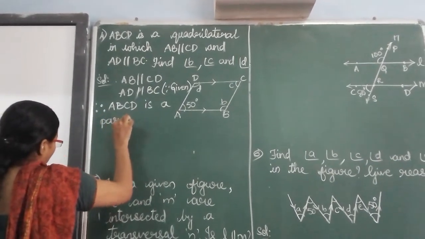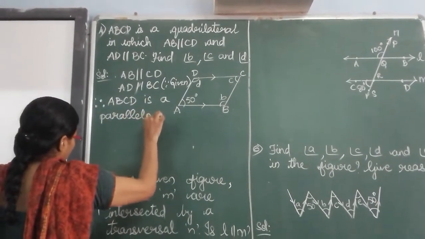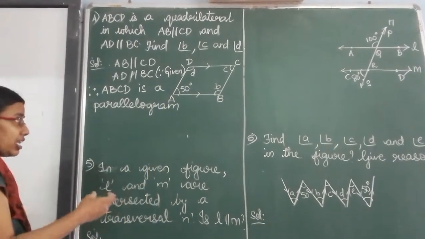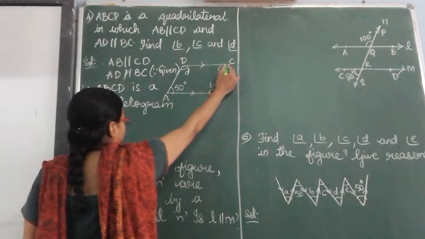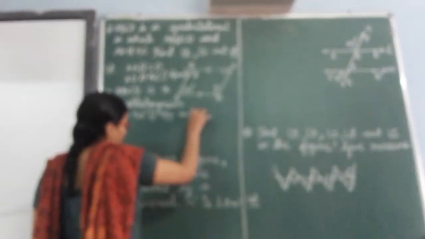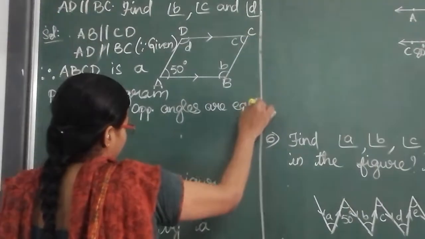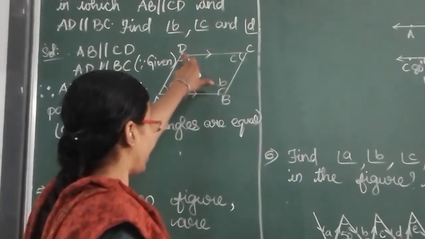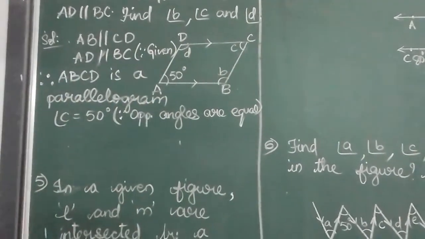Is a parallelogram. When it is a parallelogram, you know that the opposite angles are equal. So, angle C is equal to 50 degrees. What is the reason? Since opposite angles are equal in a parallelogram. Now we have to find the angles B and D.